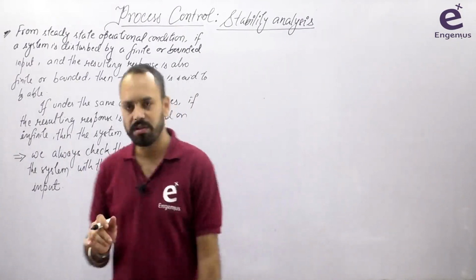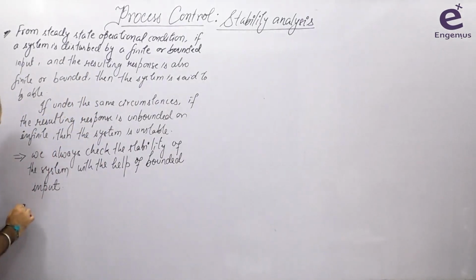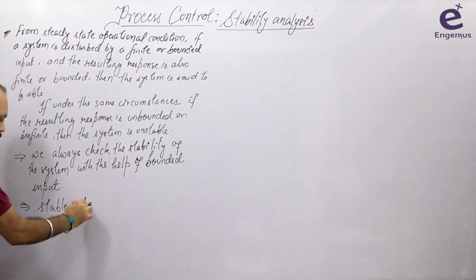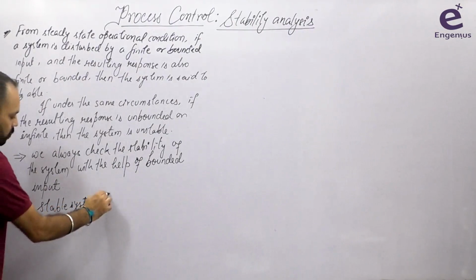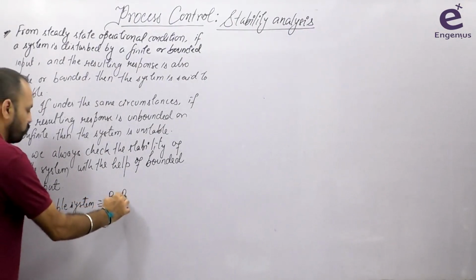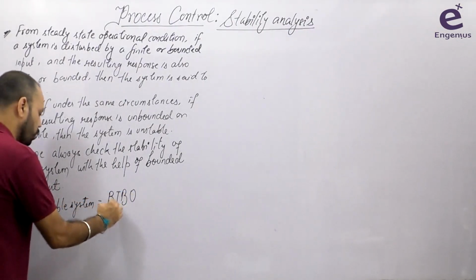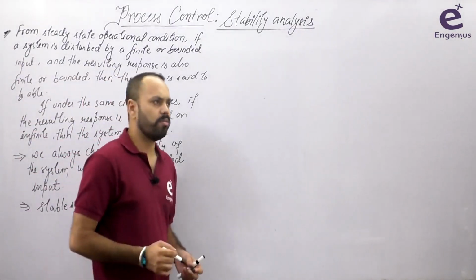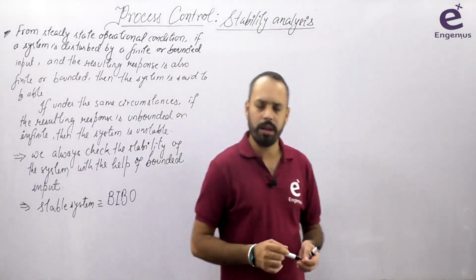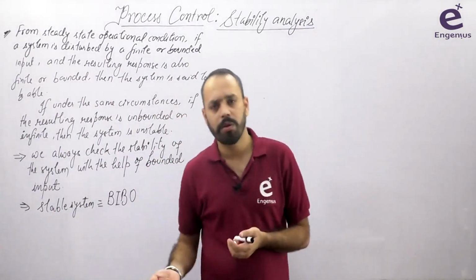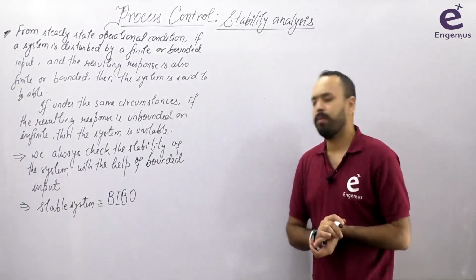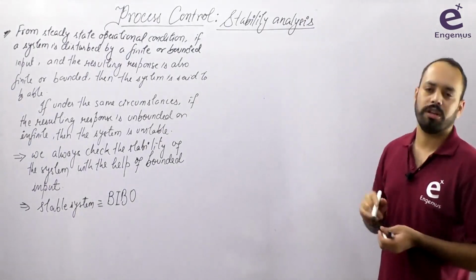We also use a word which is called stable system. Stable systems are those systems which can be called BIBO systems. What is the meaning of BIBO? BIBO means bounded input, bounded output. Those systems which provide bounded output when they are disturbed by a bounded input are called stable systems. This is the definition of stability.